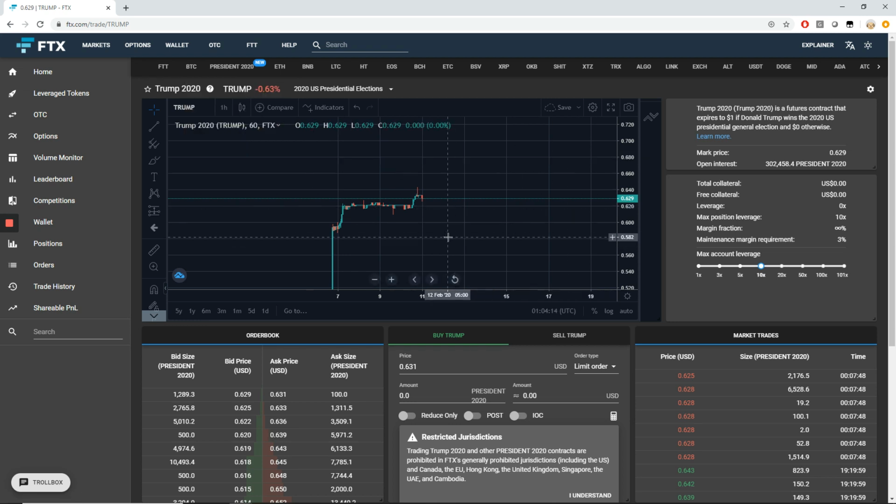You can trade these futures contracts in exactly the same way that you would trade any other futures contract on FTX. So you can use any of your available forms of collateral to fund the trade. You can use leverage on these trades, and you can go long or short.